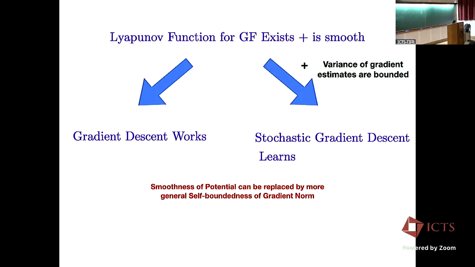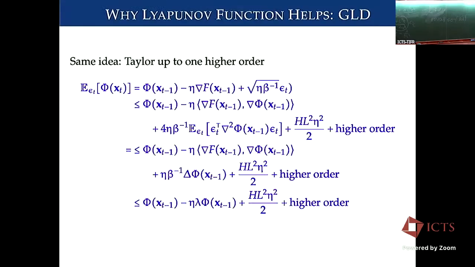Let me write that down. So the self-boundedness condition says that for a given f, the norm of the gradient of f of x is upper bounded by some monotonic function sigma of f of x. Okay. And here again, I'm assuming that f is non-negative. You can do pretty much the exact same thing as for gradient descent with Langevin dynamics. Here, the only thing you need is higher order smoothness and a Taylor expansion to a higher degree.